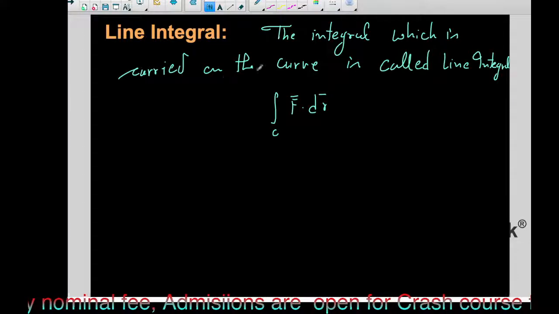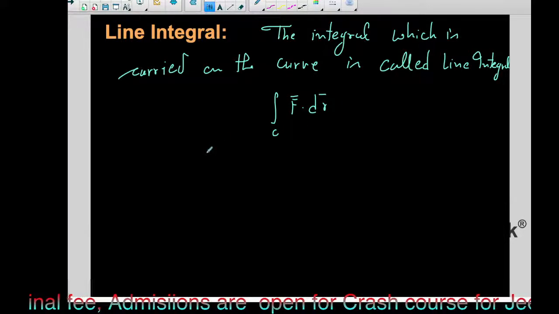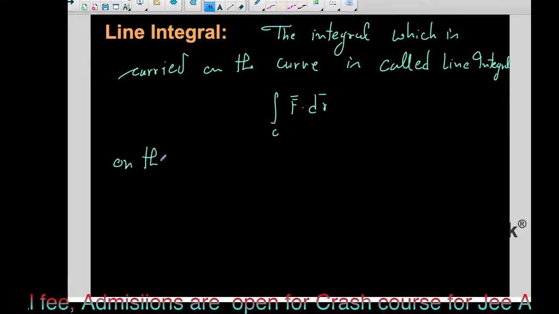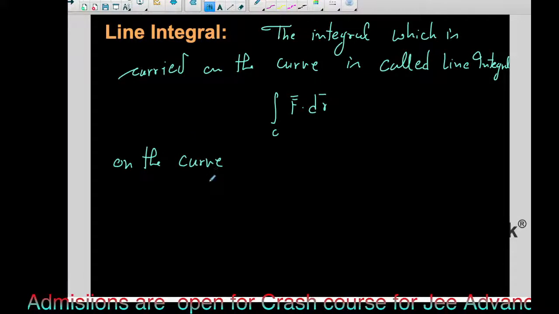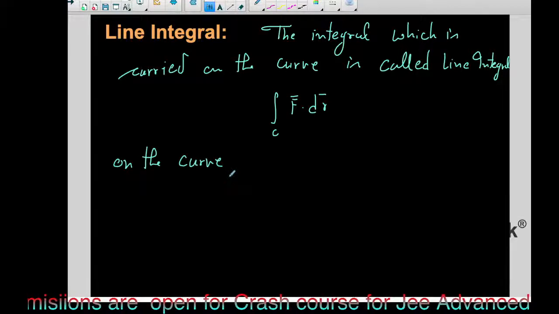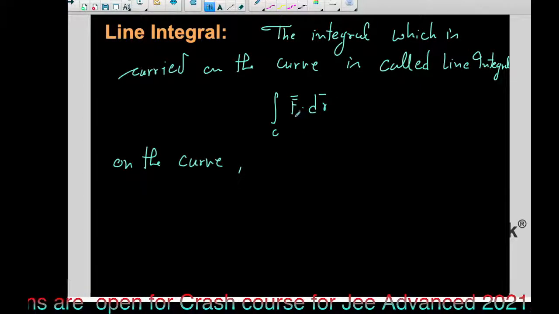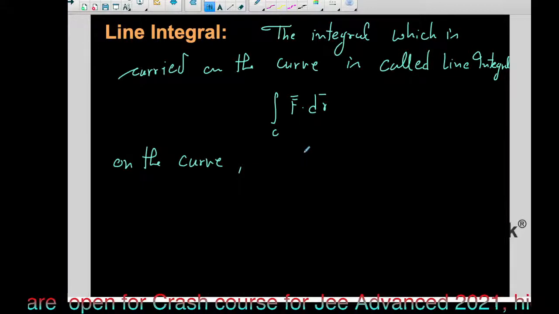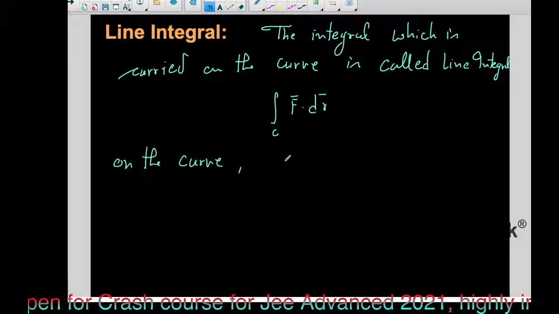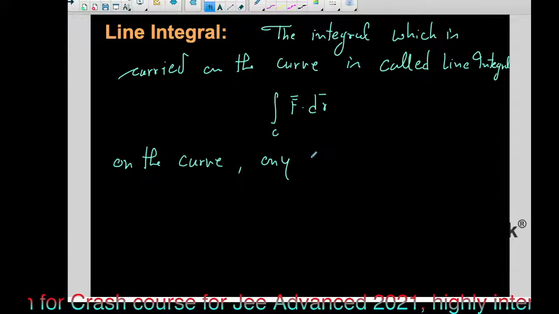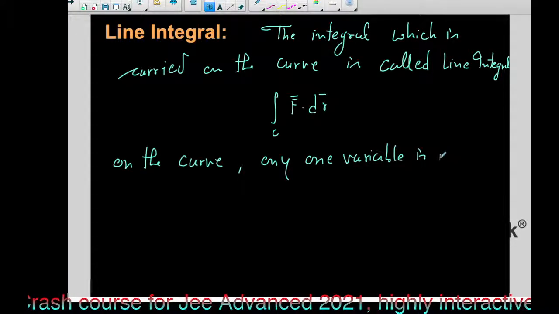Although we are considering the linear integral here, in linear order r behaves as xi plus yj plus zk. So on the curve, we have to go along the curve; on the curve is important here. On the curve, only one variable is independent. You have to mind this point. Considering x, y, z, the other two variables are dependent. So only one variable is said to be independent.